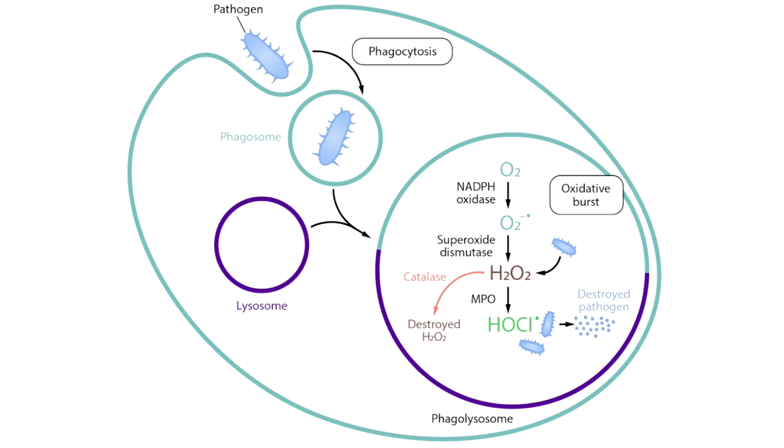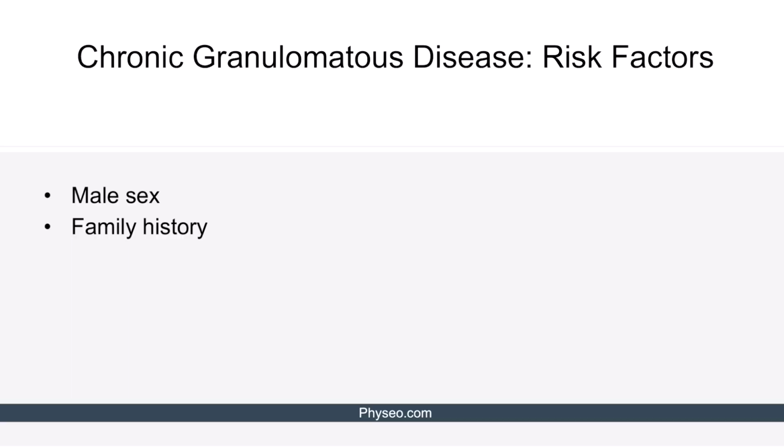Patients with chronic granulomatous disease are deficient in NADPH oxidase, which means that their phagocytes struggle to produce hydrogen peroxide, which in turn means that they struggle to generate bleach and kill pathogens. It is this impairment in the oxidative burst that causes an immunodeficiency in these patients and predisposes them to infections. The two primary risk factors for chronic granulomatous disease are male sex and positive family history. This is of course due to the X-linked recessive or autosomal recessive inheritance pattern of this disorder.